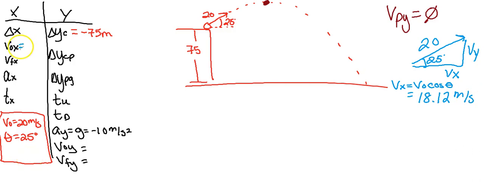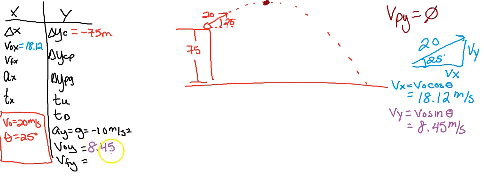So we can throw that over in our table. And then V initial in the y, since it's on the opposite side, is going to be V initial multiplied by the sine of theta. So that's going to be 20 multiplied by the sine of 25, which is going to be 8.45 meters per second. That's our V initial y. Alright, so that's information that we have so far.